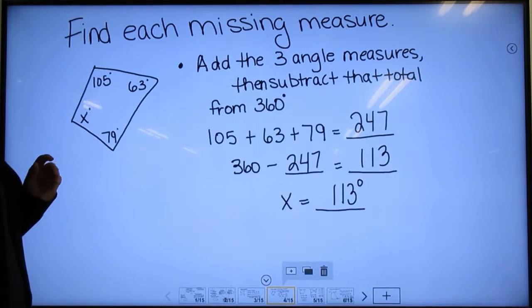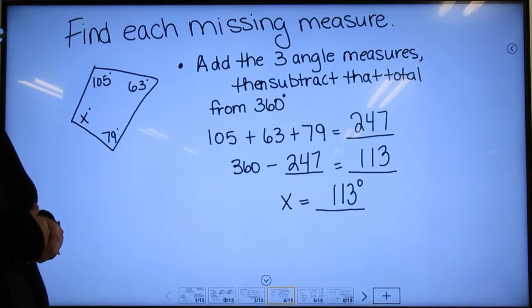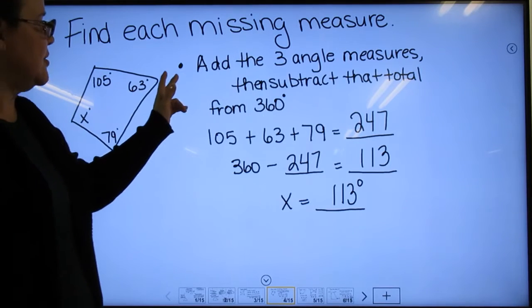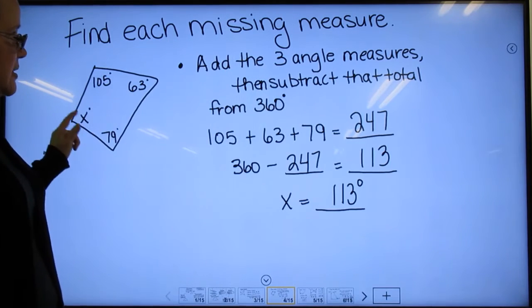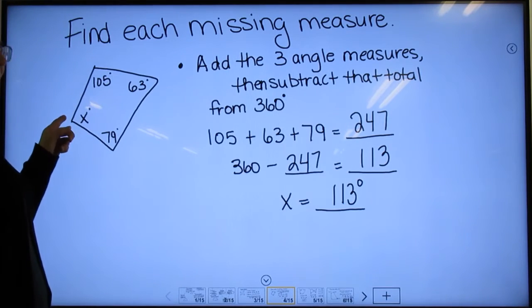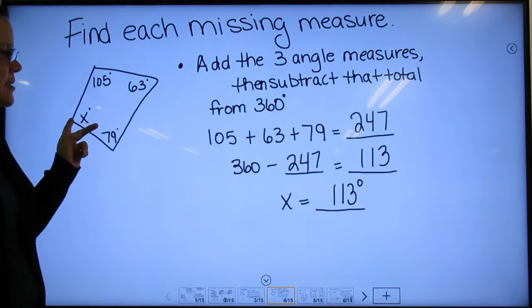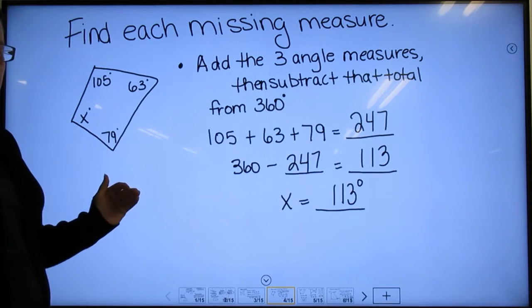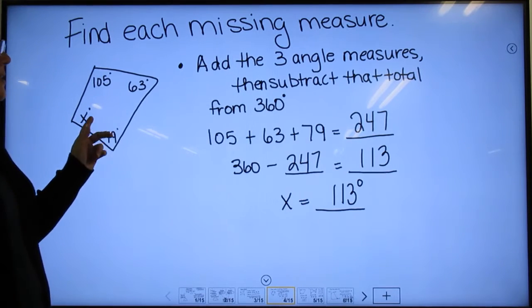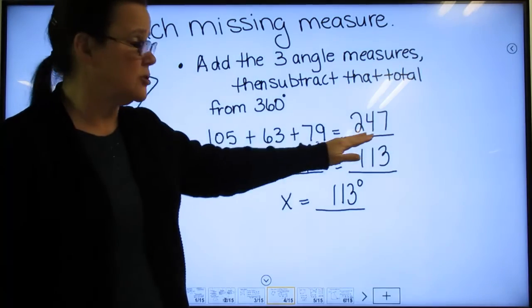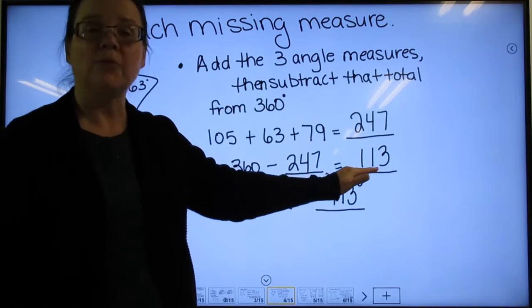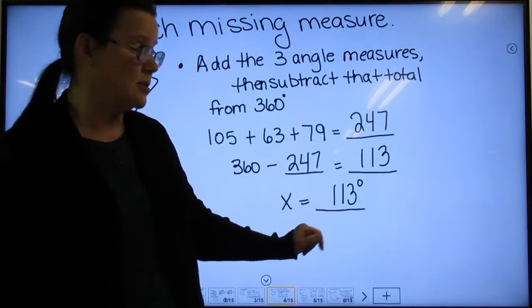Find each missing measure. This is when you're finding a missing measure of a shape. In this case, it is a quadrilateral, and you're going to add those 3 angle measures together and subtract that from 360. It may show that it's an X. That means it's that unknown number, and you need to find what that measure is. Now, don't panic, because you already know that the inside of this is 360 degrees. You're going to add those numbers up, which is 247. You're going to subtract that from 360, and you're going to get what that X is, which is 113 degrees.